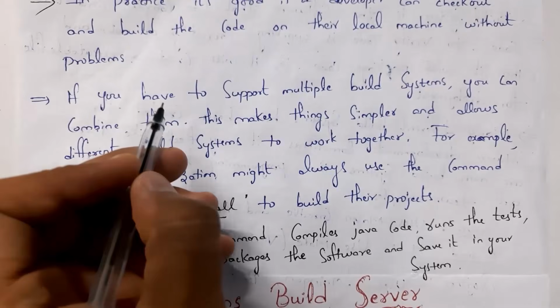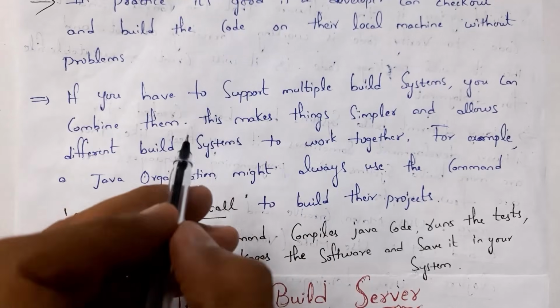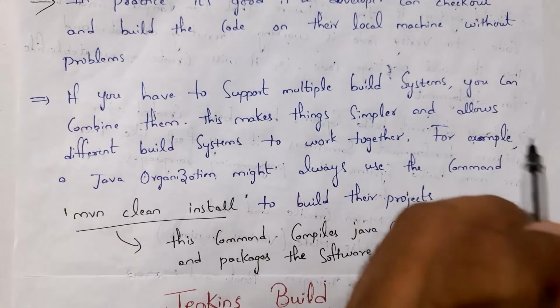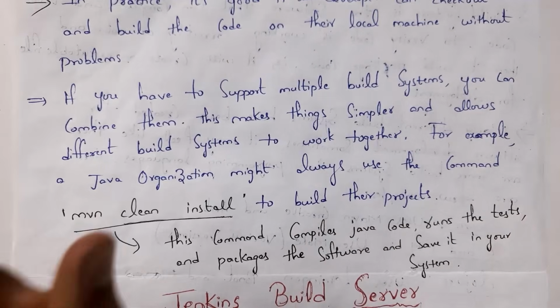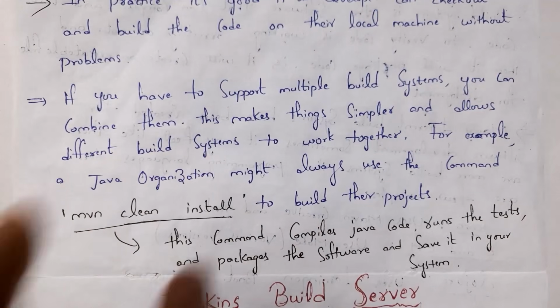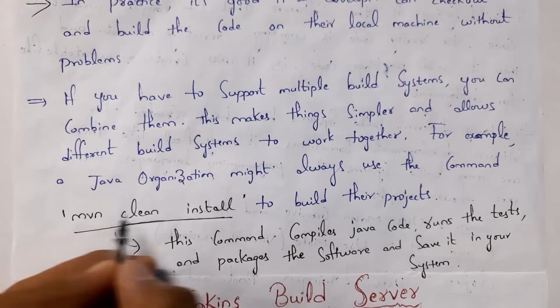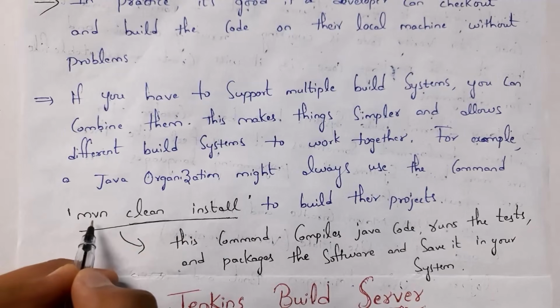So if you have to support multiple build systems, you can combine them. This makes things simpler and allows different build systems to work together. For example, one company wants to build a Java project. Then in their system, they need to run this command in order to build the Java project: mvn clean install, where mvn stands for Maven.